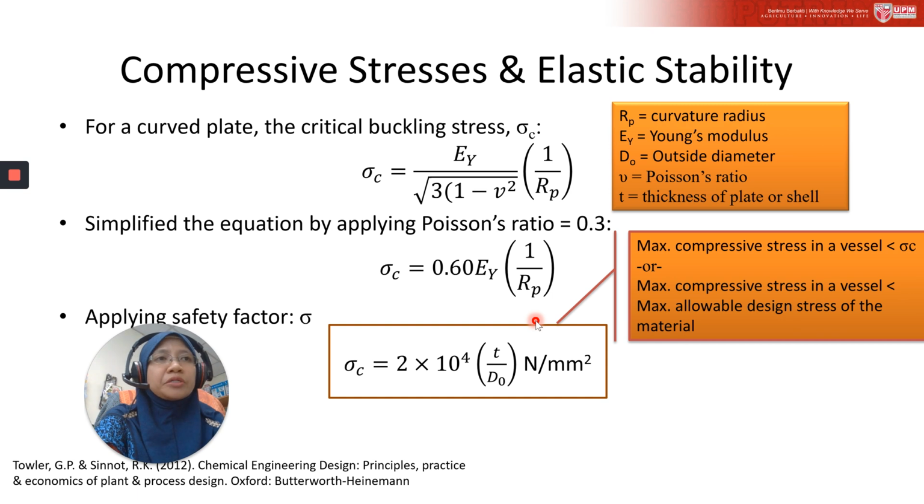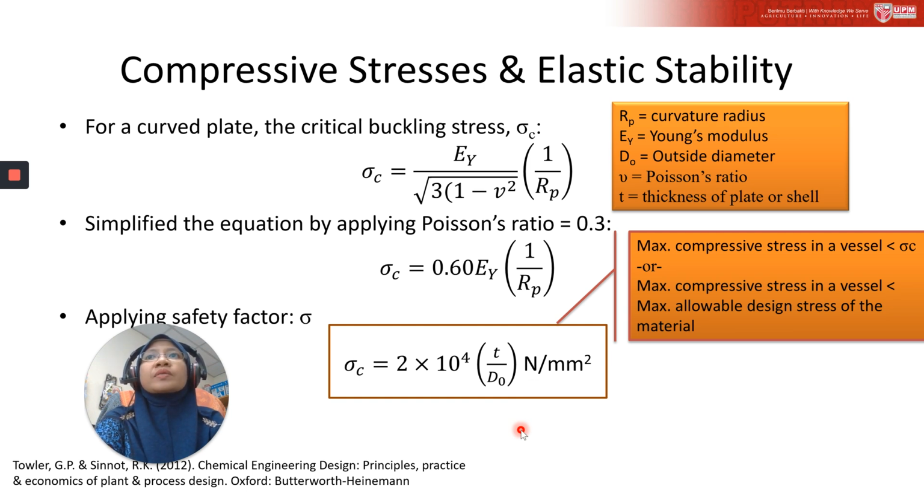Here is how it's been simplified: first by applying a Poisson ratio of 0.3, and finally the expression is simplified by applying a safety factor. So this final equation can be used to predict the maximum allowable compressive stress to avoid failure by buckling.